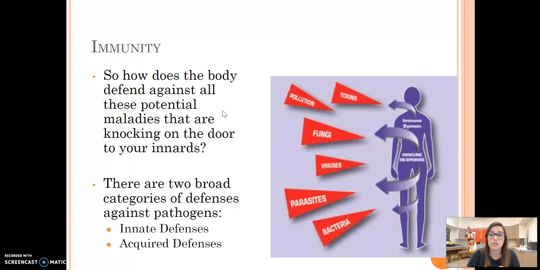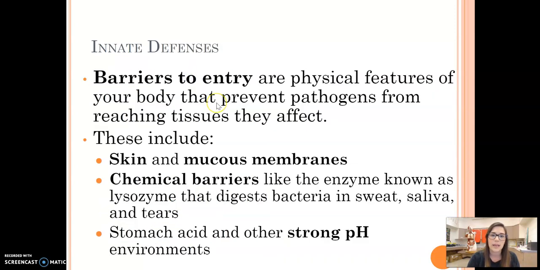So now I'm going to tell you just the basics of what you need to know to do this immune system exploration for today. So your immune system. How does your body defend against these potential maladies that are knocking on the door of your innards? There are two broad categories, innate and then acquired or adaptive. We're going to focus on the acquired defenses, the adaptive defenses. But I'm going to talk a little bit about innate.